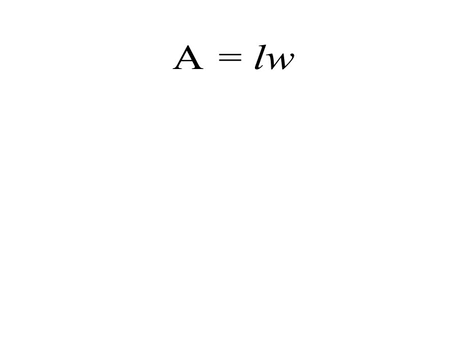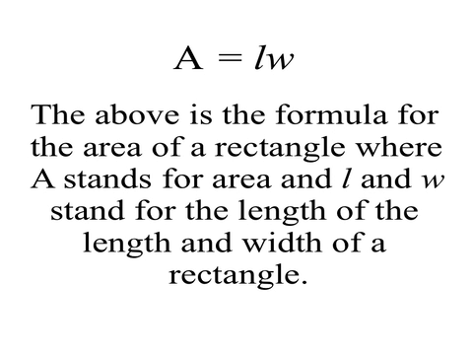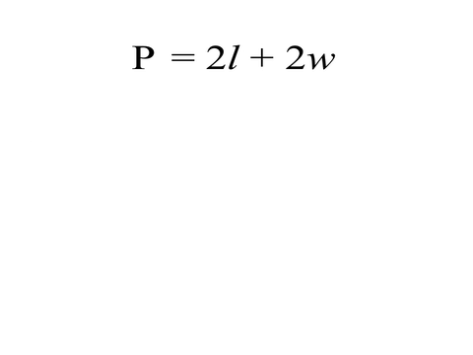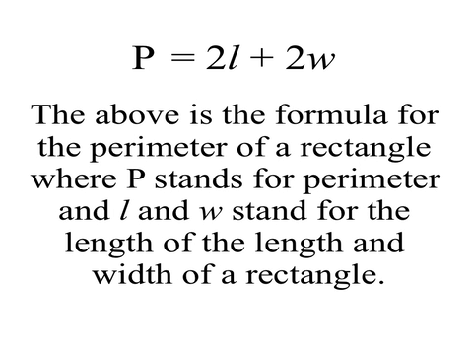Let's try another. Do you recognize this one? In this one, A stands for area, and L and W stand for the length and width of a rectangle, and of course it finds the area of a rectangle. And you might guess again that P stands for perimeter, and since we're using L and W, yes, it's the formula to find the perimeter of a rectangle, where P stands for perimeter and L and W stand for the length and width of a rectangle.